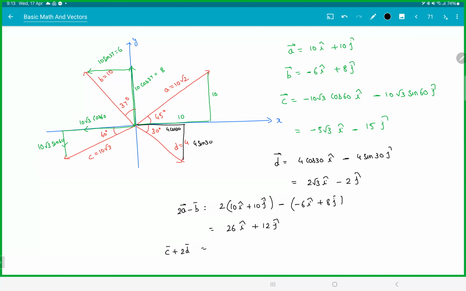See where it went wrong? c plus 2d, this thing looks more messy. Minus 5 root 3 i cap minus 15 j cap plus 2 times 2 root 3 i cap minus 2 j cap. This is minus 5 root 3 plus 4 root 3, that is minus root 3 i cap, and minus 15 minus 2, that is minus 17 j cap. Please check.